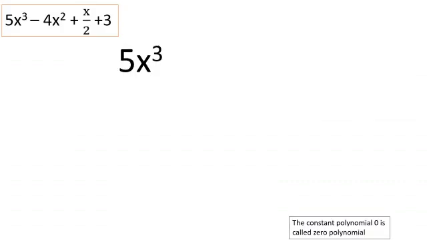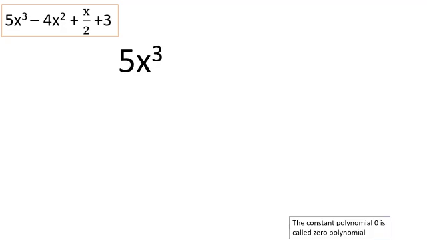Let's take the same example, 5x cubed minus 4x square plus x by 2 plus 3. In this algebraic expression, we have four terms, which are first 5x cubed, second minus 4x square, third x by 2, and fourth 3. So all these four terms make up this expression. Now let's take one term, say 5x cubed. So what does this mean? This 5x cubed is a term, which means 5 into x raised to the power 3.